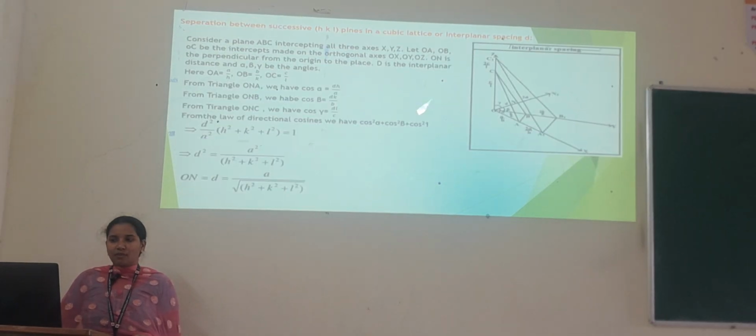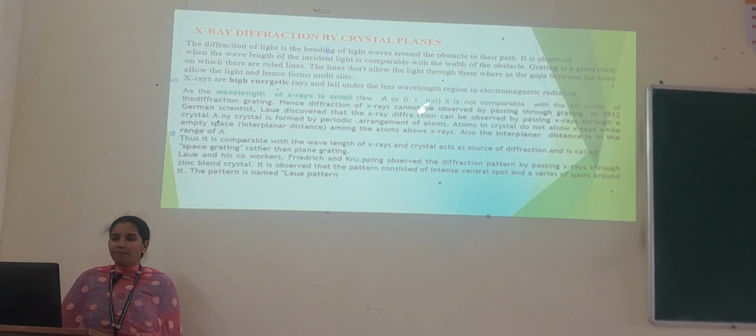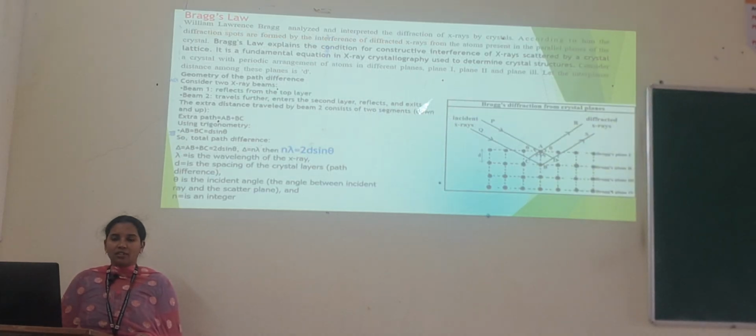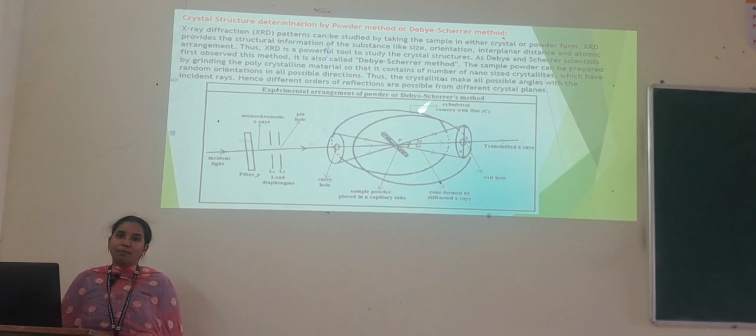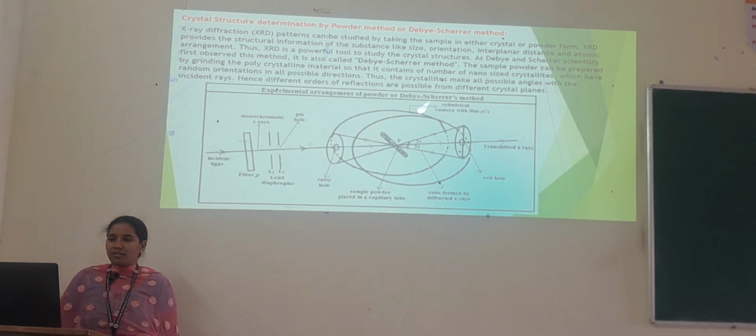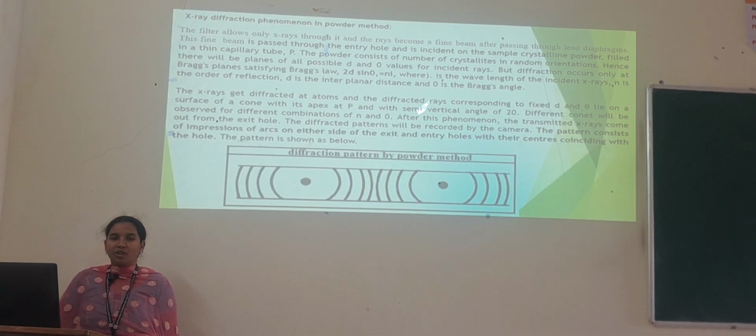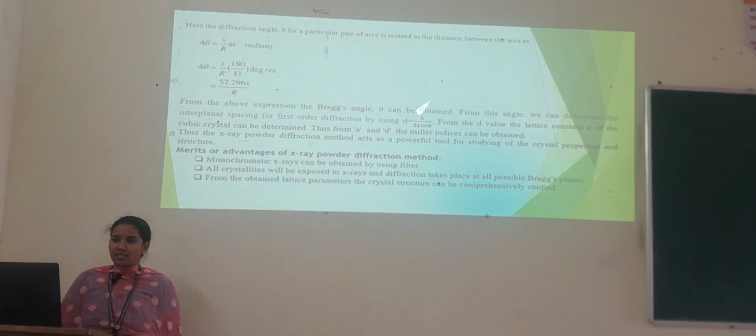And then we have studied Miller indices, interplanar spacing d, and then some of the methods to determine the crystal structure. We have studied 3 methods. One is the X-ray diffraction, another one is the Laue method, and the last one is the powder method or Debye-Scherrer method, used even to determine the structure of nano-sized crystallites. So these are the topics which we have covered in unit 2, crystal systems.